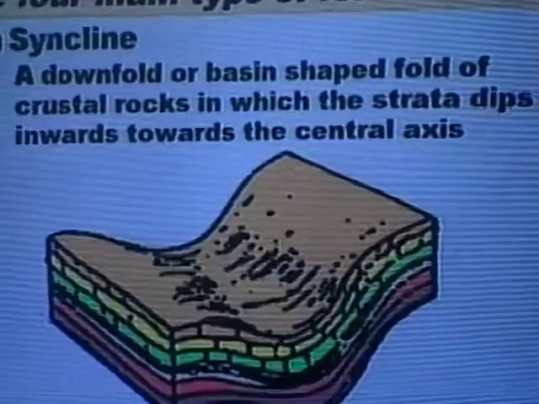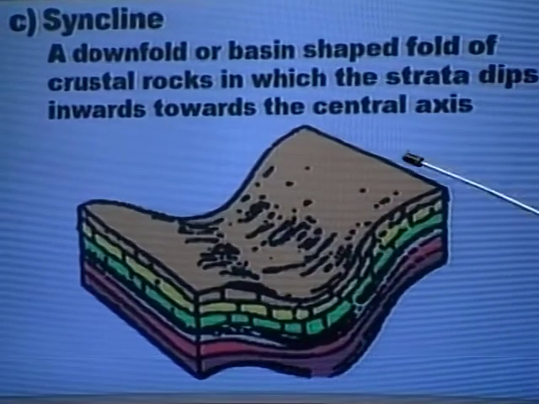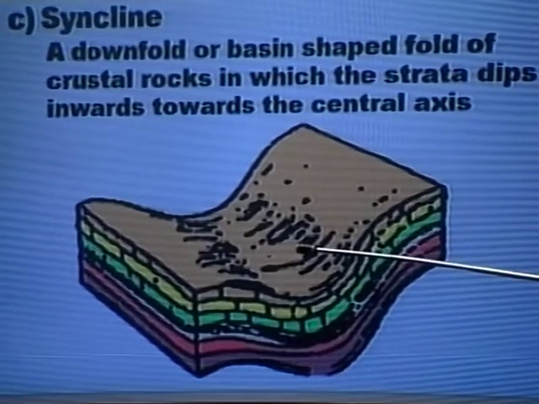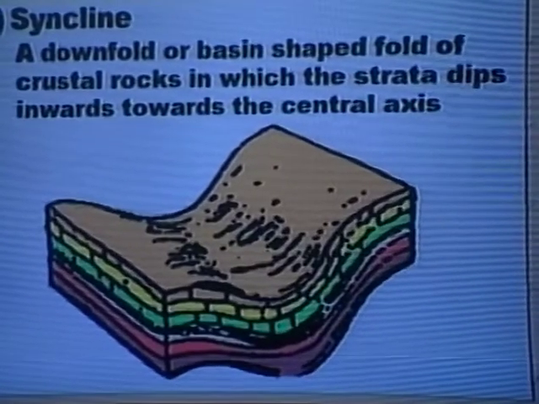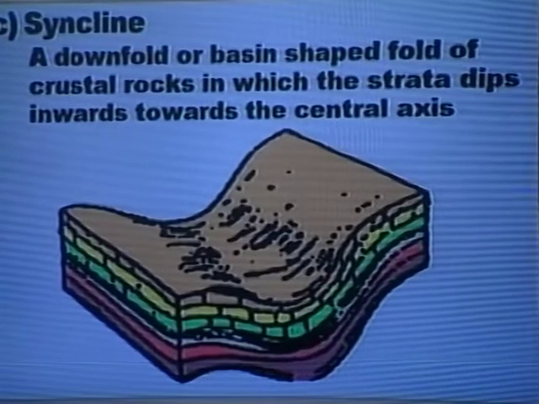Okay, now we'll go through the explanation of what a syncline is. It tells us here, a downfold or basin-shaped fold of crustal rocks in which the strata dips inwards towards the central axis. In other words, when the forces of compression are exerted on a layer of sedimentary rock, the depressed area becomes a syncline. So it is this depressed area here which is referred to as a syncline.